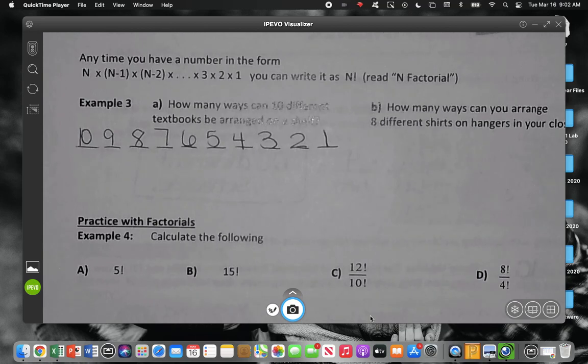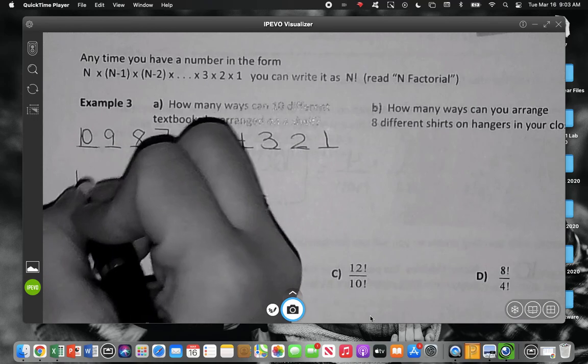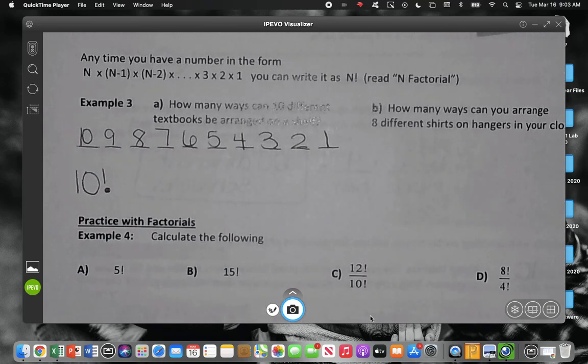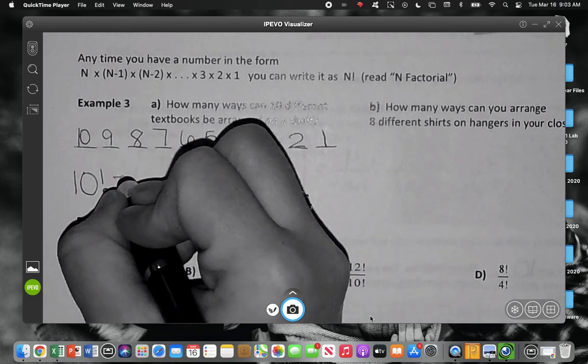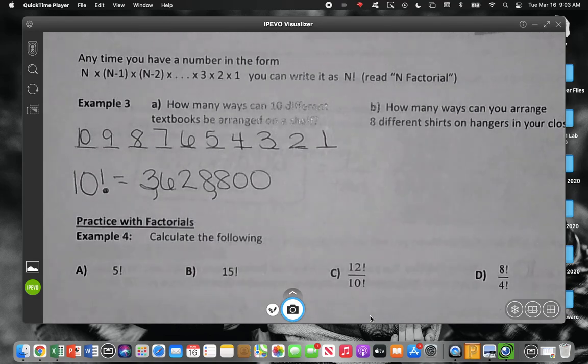7, 6, 5, 4, 3, 2, 1. What was that called whenever we went from 10 all the way to 1? Yesterday, if I told you to multiply from 10 and go down all the way to 1, what was that called? A 10, and that exclamation point is called a what? It's called a factorial. So then we would simply take 10 times 9 times 8 times 7 times 6 times 5 times 4 times 3 times 2 times 1. And you should get 3,628,800. So that's how many different ways you could arrange those.